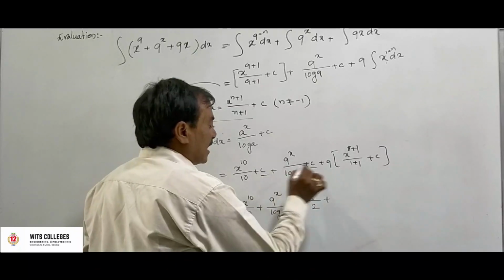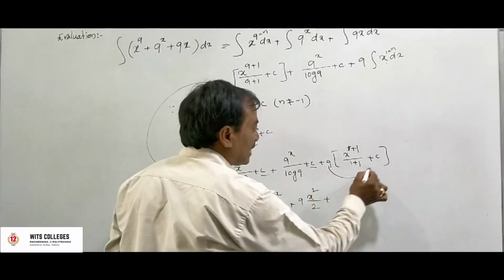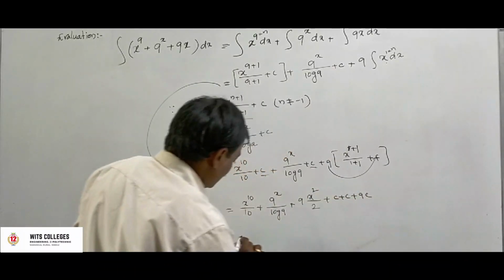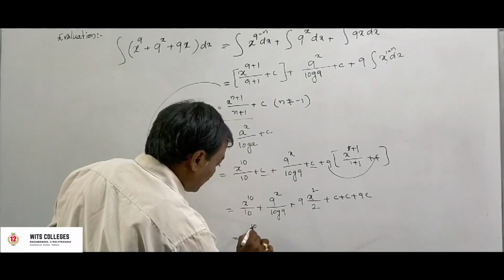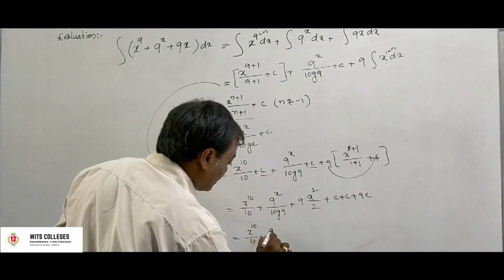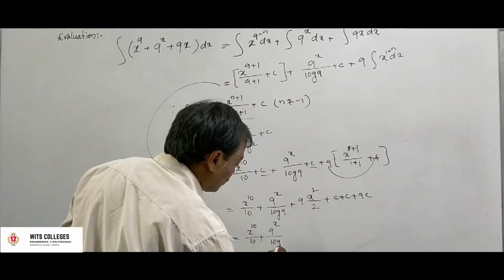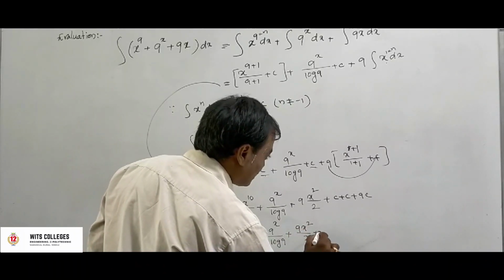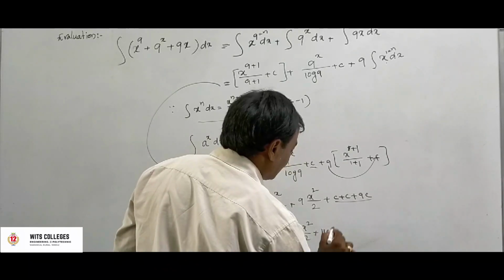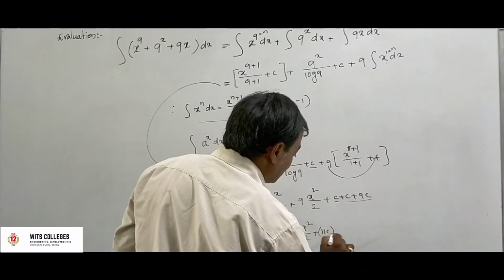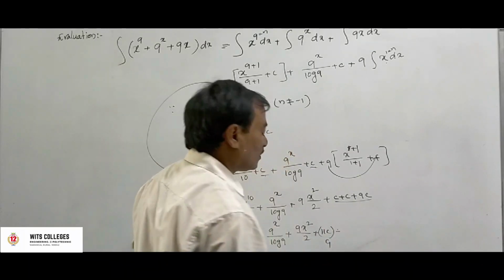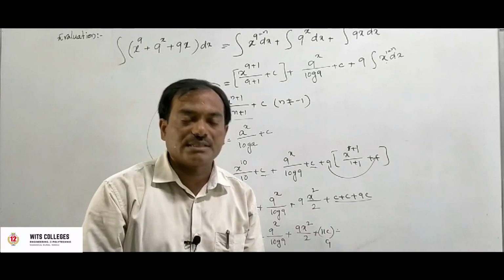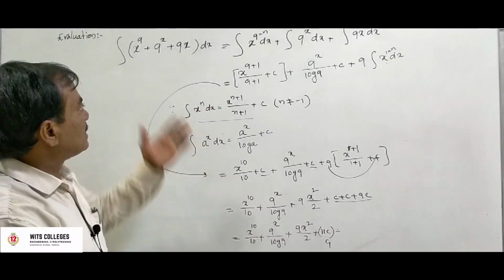Now we have to write these c values. 1c is there, 1c is there, and 9c is there. So c plus 9c. So finally this value becomes x to the power of 10 by 10 plus 9 power x by log 9 plus 9x square by 2 plus, this is 11c, or it can be written as c1. What is c1 value here? c1 equal to 11c. Now this is the process of finding this integral value.